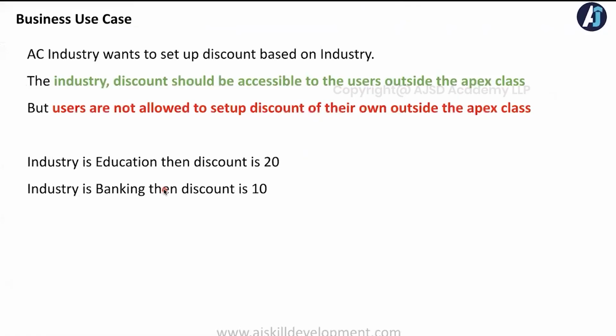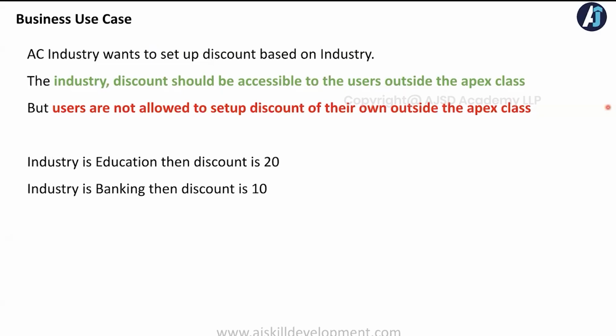Let's discuss one more business use case. This will make you thorough about Apex properties. In this business use case, ABC industry wants to set up a discount based on industry. The industry and discount both should be accessible to users outside the Apex class. It means that if you want to set up a discount, then you should give the Apex program your intended industry. Then only Apex will set up the discount for that, right?